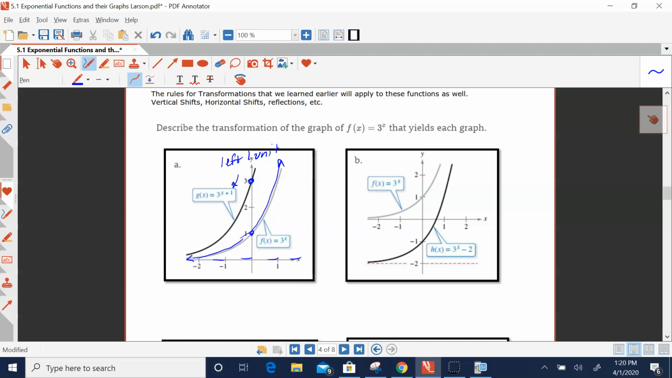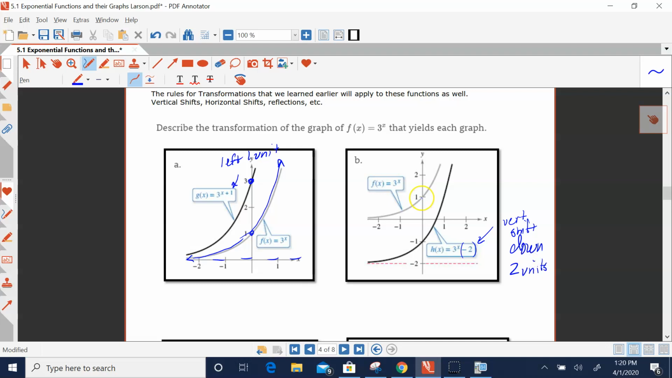It's now at 3. Okay, let's recall, if I have 3 to the x, what if I wanted to graph 3 to the x minus 2? And notice that that minus 2 is separate from the 3 to the x. That is a vertical shift. And remember, when you have a vertical shift, it goes in the direction of the sign of that number. So this guy is going to go down. If I can write that correctly, it's going to go down 2 units.